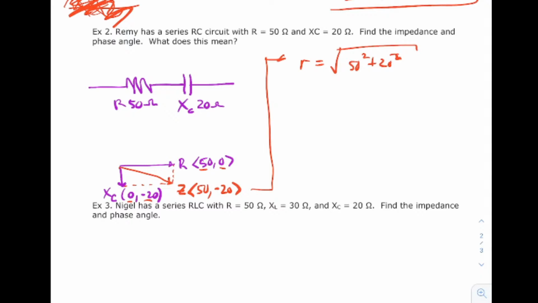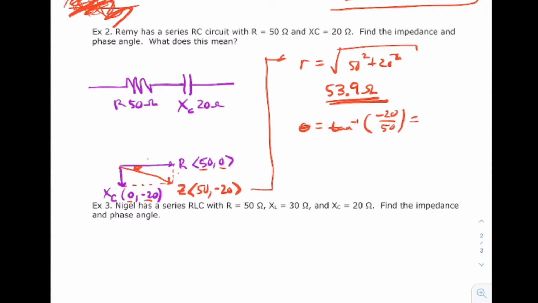We got something like, depending how you round, I think I'll go to 1 decimal place, 53.9 ohms. Total resistance. Phase angle. Shift tangent of y over x. This is the angle we're looking for, from the x-axis to the red. And it's always opposite over adjacent, right? That's the tangent. So you have to do the y component over the x component, which means the negative 20 over 50.